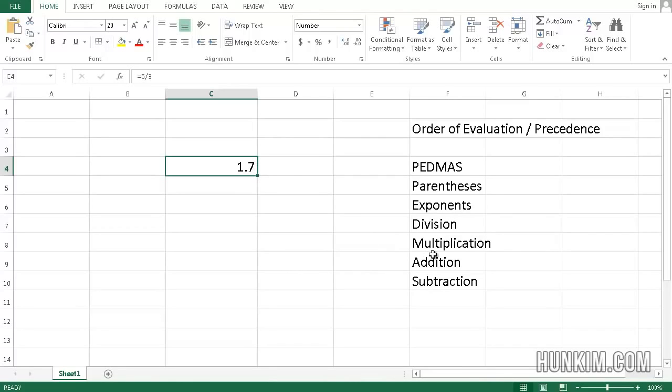So remember that in life there are priorities. PEDMAS: parentheses are more important than exponent, division, multiplication, addition, and subtraction.